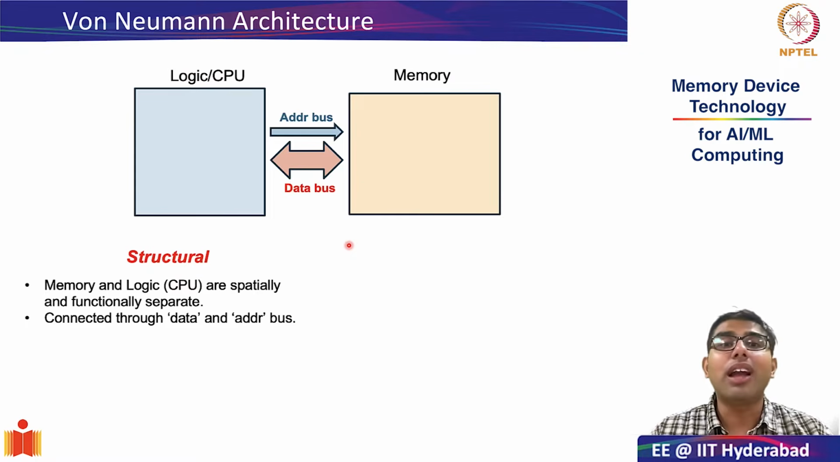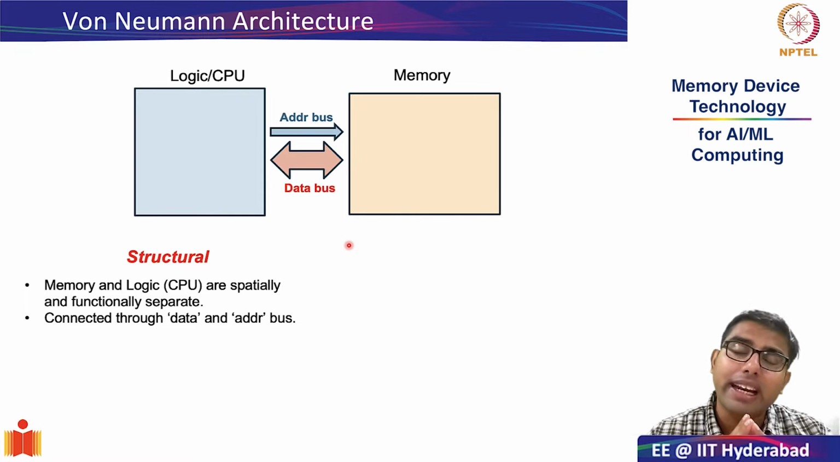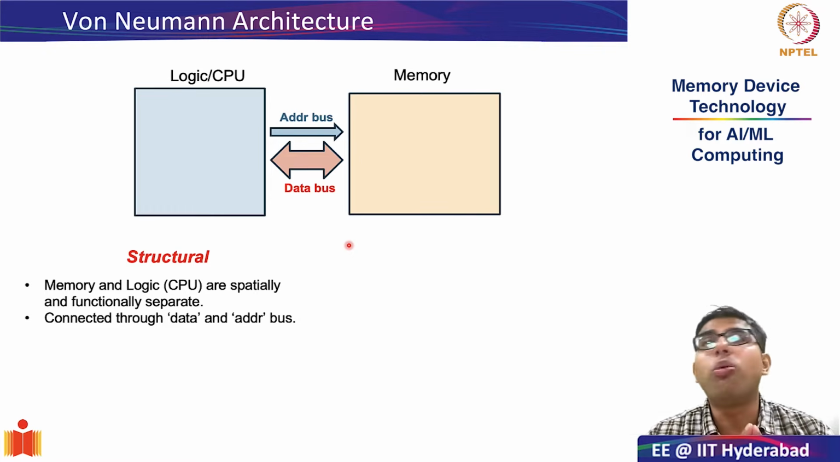So let us begin our class for today, and as we discussed last time also, it is the so-called Von-Neumann architecture. So what is the Von-Neumann architecture? But before that, what was the need for the Von-Neumann architecture?